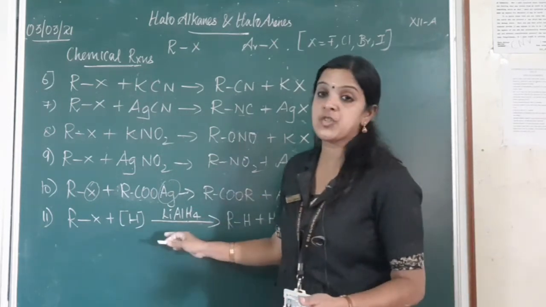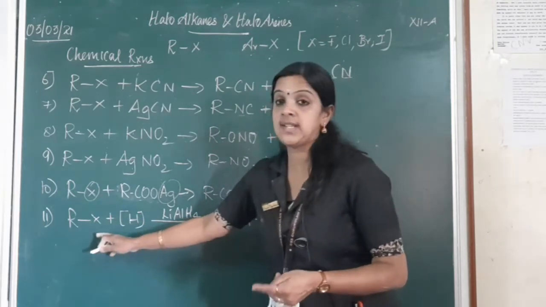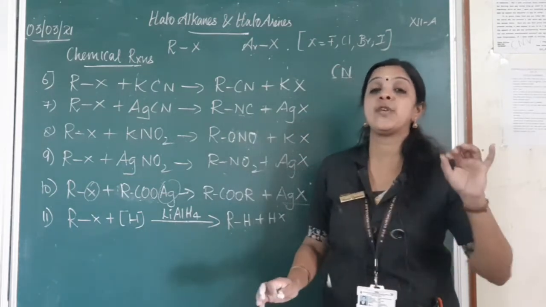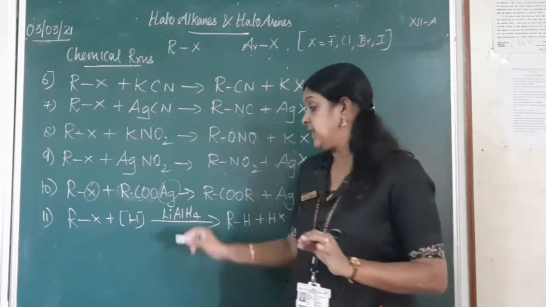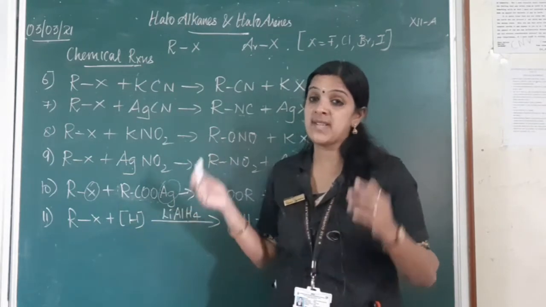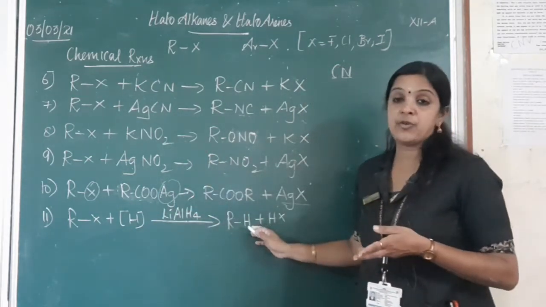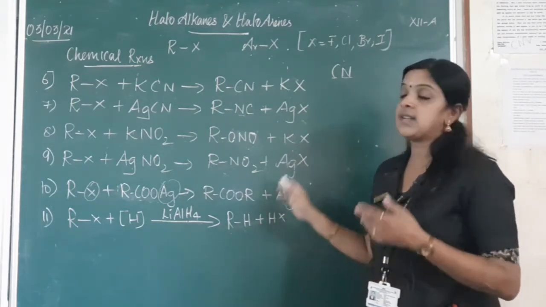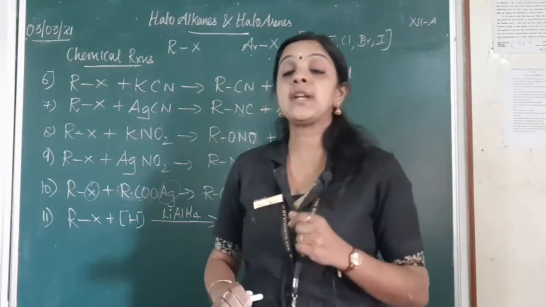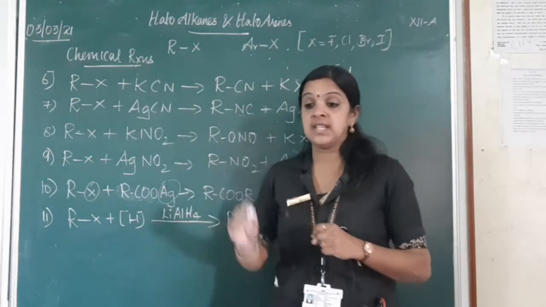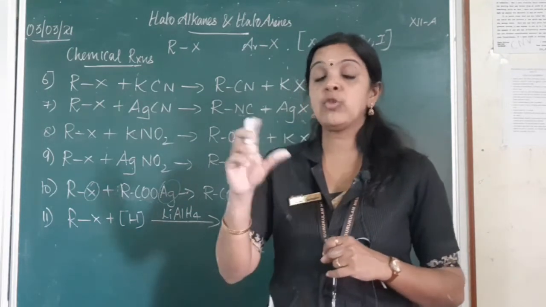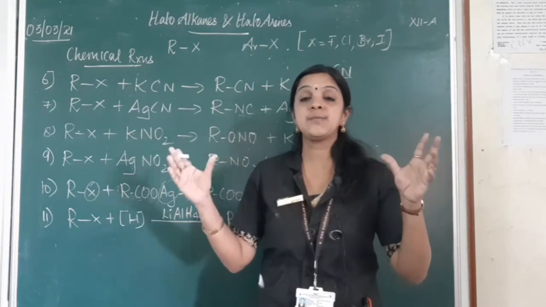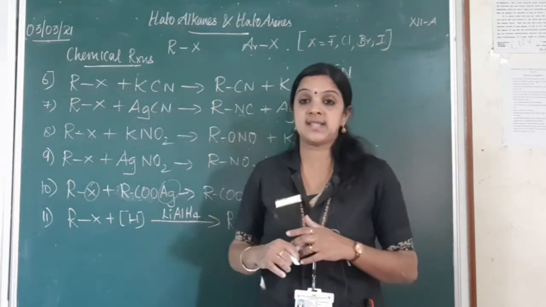And the last reaction is a reduction reaction. Haloalkanes with nascent hydrogen, you use lithium aluminium hydride, which is a very, very powerful reducing agent. So what happens here? Haloalkanes are reduced only to hydrocarbons, that is alkanes. So you get RH plus HX. So these are the important 11 reactions as the chemical properties of haloalkanes. Now we will just get into nucleophilic substitution reactions 1 and 2. We have a comparison of the difference between SN1 and SN2 in the next slide.